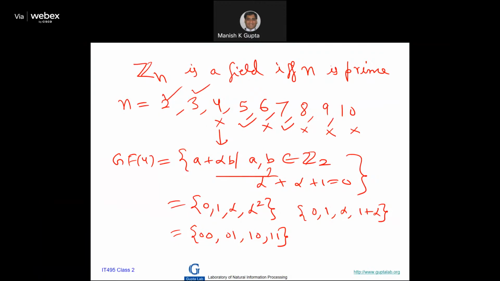So this field with 4 elements, we can construct a field with any prime power. Remember? So in general, we can construct a field with prime power. I call it the Galois field with Q elements, where Q is a prime power, right? In general, it will be power of alpha. You can represent everything like that.